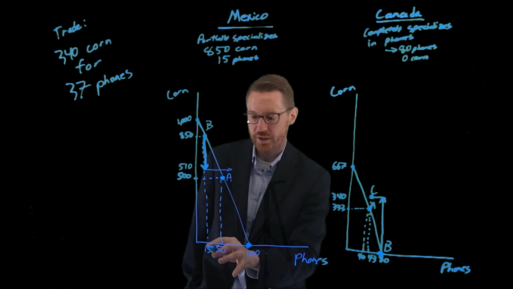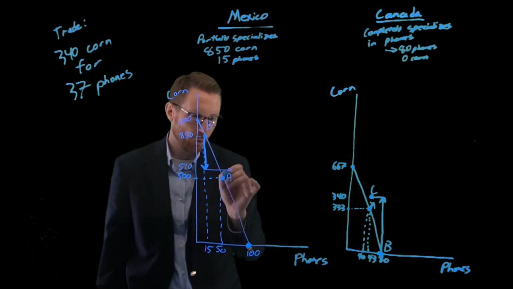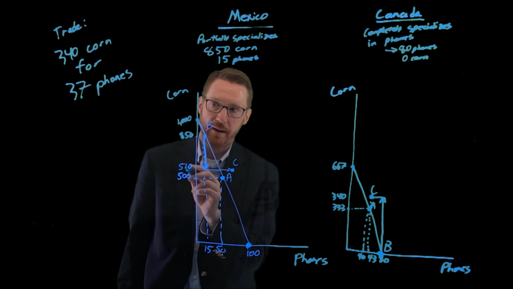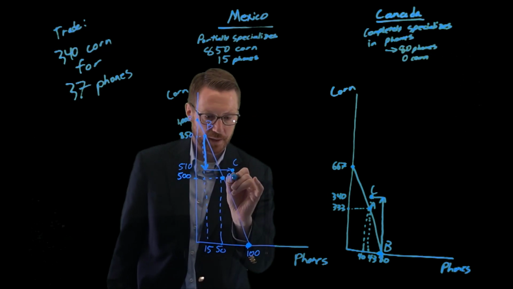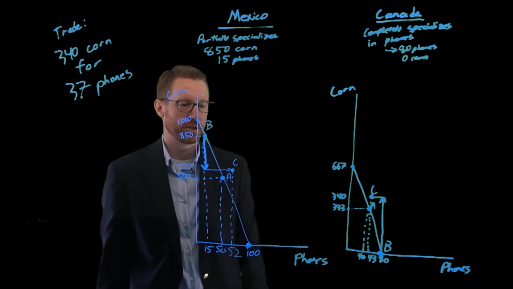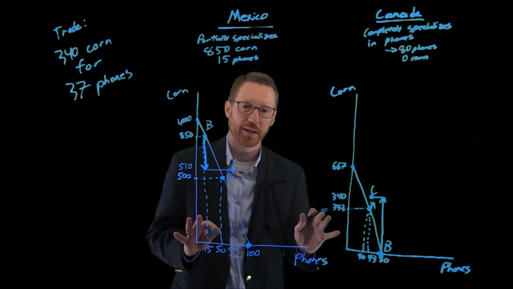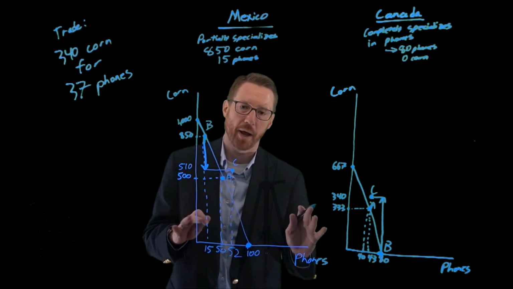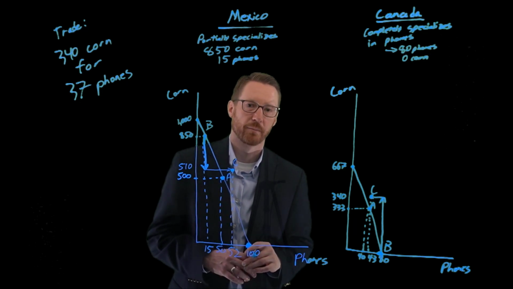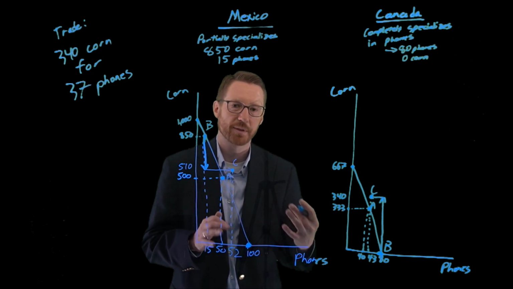So they were producing 15 phones on their own, and then they get 37 more. So where do they ultimately end up? Well, they still have 510 corn left, and they end up with 52 phones. So both countries, after specializing and trading, are better off than they were in autarky, or in isolation. Hopefully you're getting a feel now for how to work through these types of models.